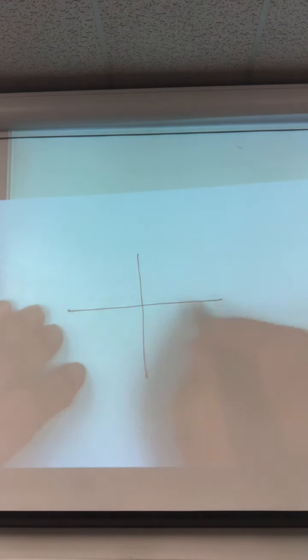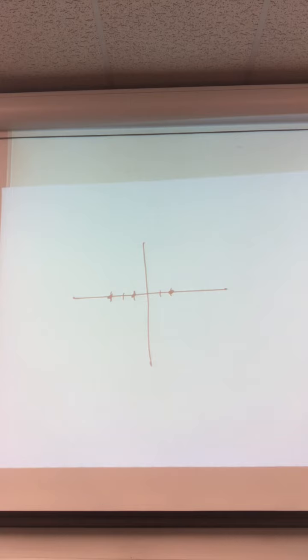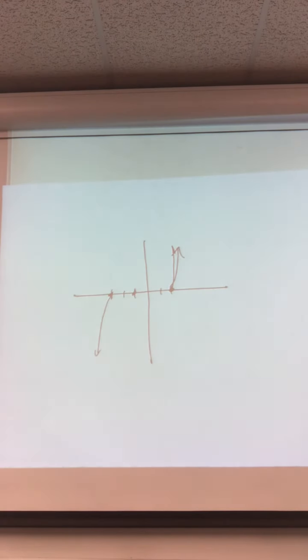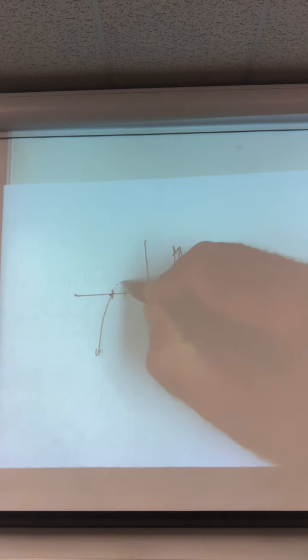Don't draw this. I know that the graph crosses here. I know that it crosses here. And I know that it crosses here. I know that this left arm is down and this right arm is up. And I'm quite confident that in between here and here, it probably comes up and then it probably comes down like this.